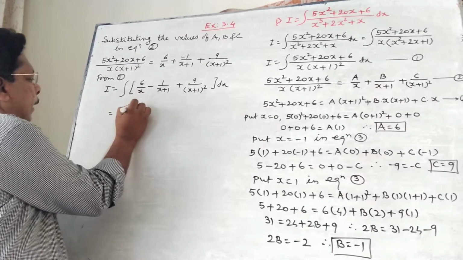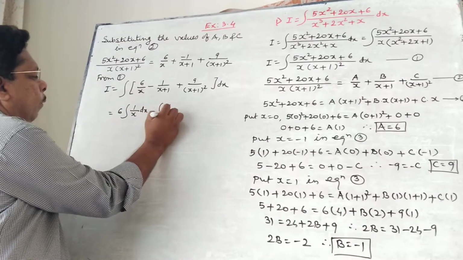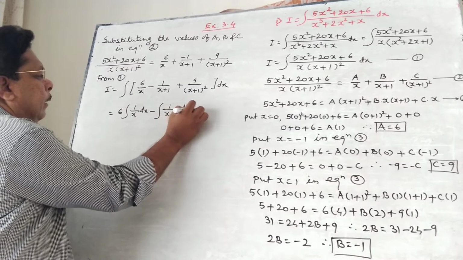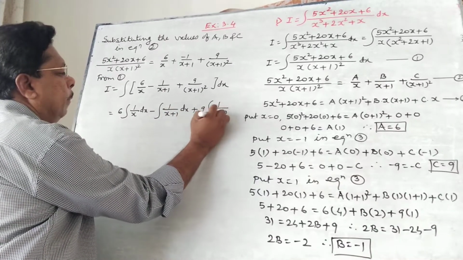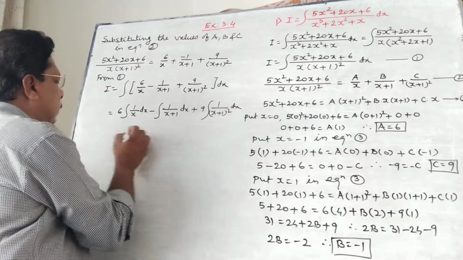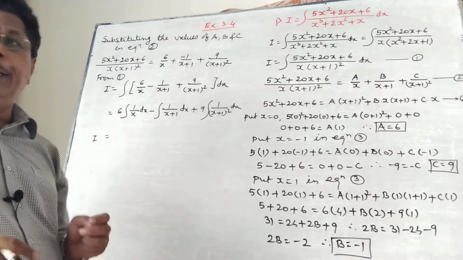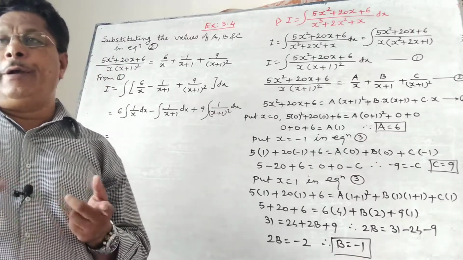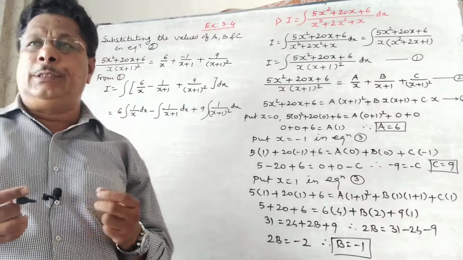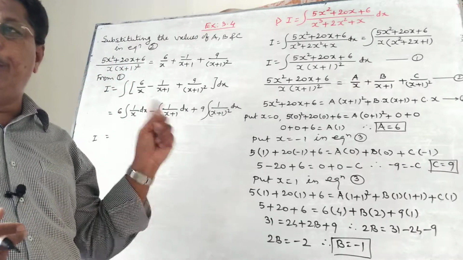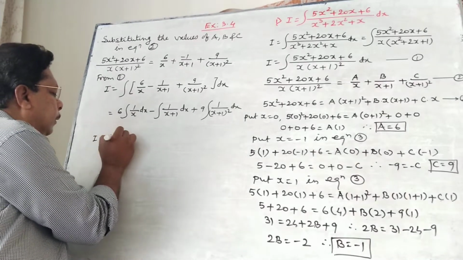So it is 6 integration 1 upon x dx minus integration 1 upon x plus 1 dx plus 9 integration 1 upon (x plus 1) whole square dx. So what is the integration of 1 upon x? Log x, because the derivative of log x is 1 upon x. So it is 6 into log x.